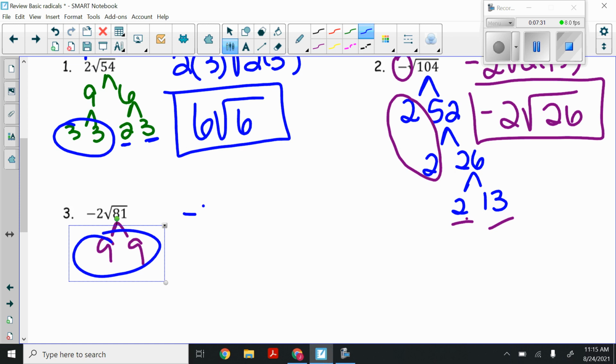So this just turns to negative 2 on the outside, my 9 that comes out, multiply together, and I get negative 18. No more radical, and that's fine. So if we had a perfect square underneath our radical, we're not going to have any radicals left. So that is a quick review of our basic radical skills. Your homework today will cover all of this, and then tomorrow we'll do a little bit more with radicals.